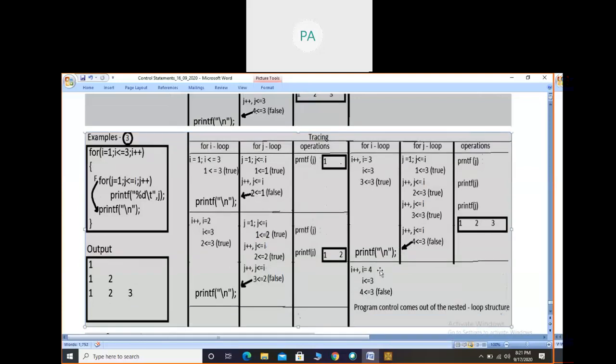After executing that, you can go to the i loop, i plus plus, i is equal to 4, 4 less than or equal to 3, condition is false. Program control comes out of the nested loop structure. So in this way, we can design the output.